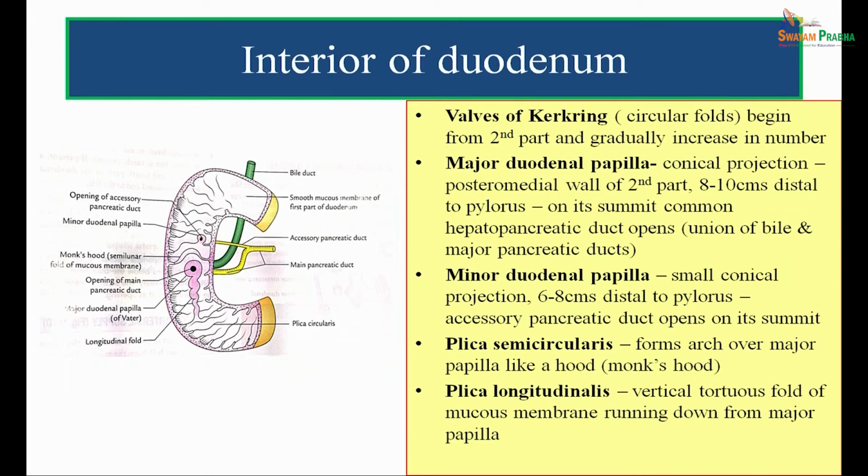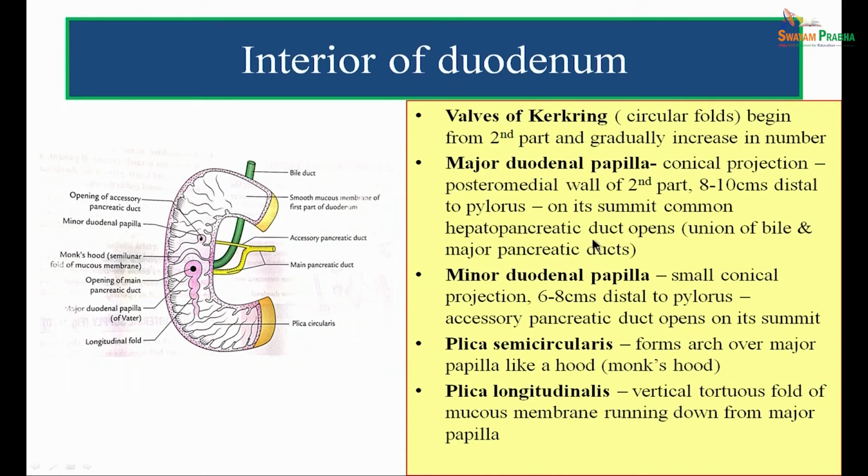So, they start appearing from the second part of the duodenum and gradually keep increasing in number as we keep moving distally forward. The major duodenal papilla appears as a conical projection on the posteromedial wall of the second part of the duodenum at a site 8 to 10 centimeters distal to the pyloric orifice. On the summit of this papilla, you find the opening of the common hepatopancreatic duct.